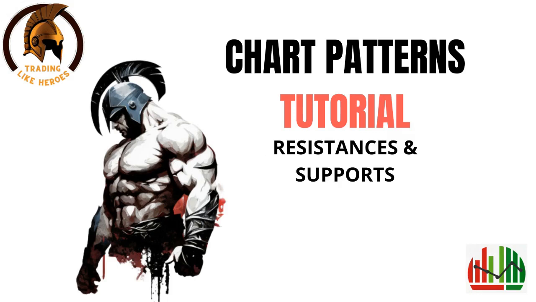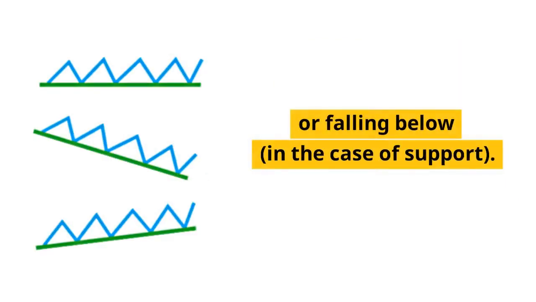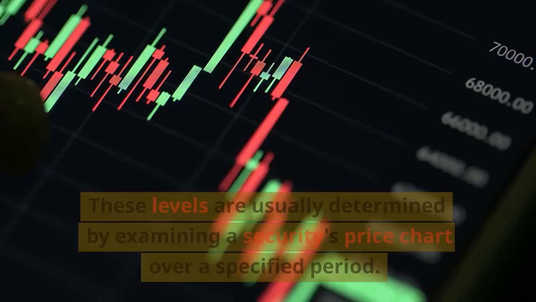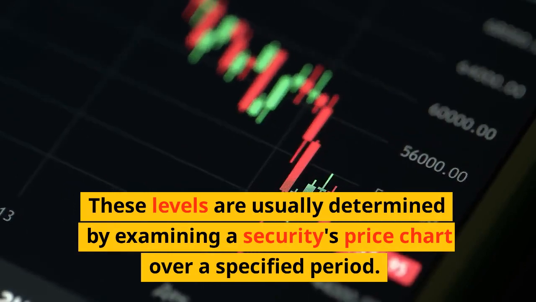Let's talk about one of the most fundamental concepts in technical analysis: resistance and support lines. Resistance and support lines are graphical representations of price levels at which a particular asset has had difficulty either rising above, in the case of resistance, or falling below, in the case of support. These levels are usually determined by examining a security's price chart over a specified period.